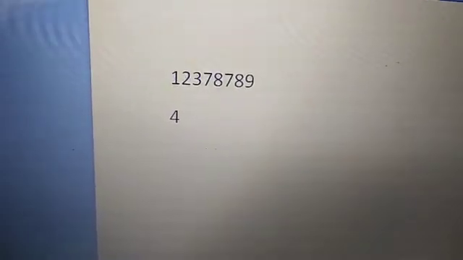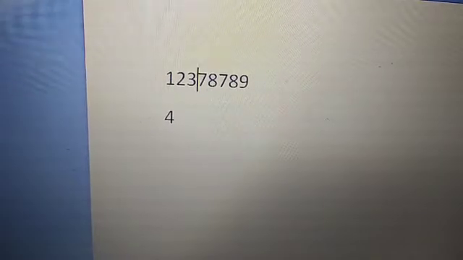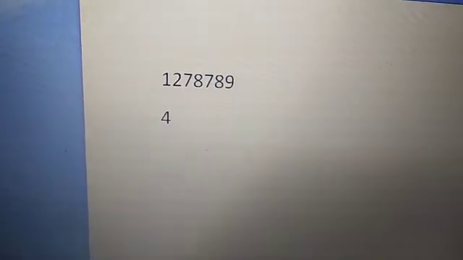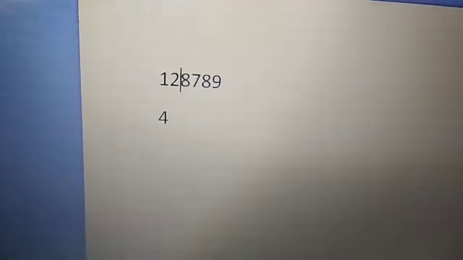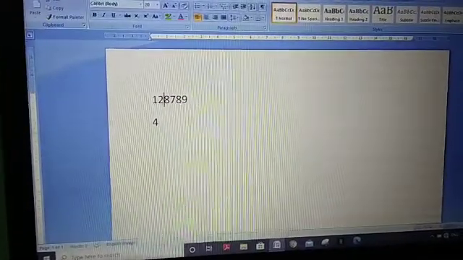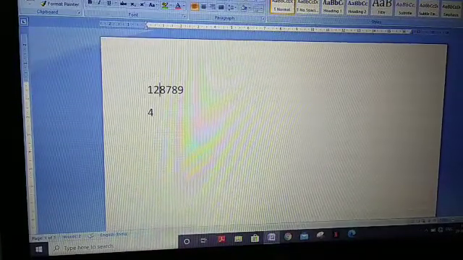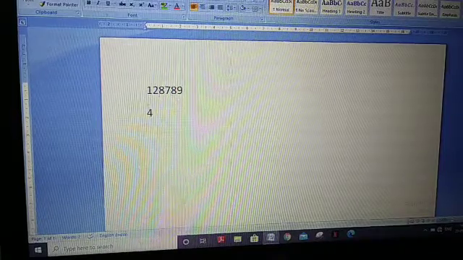Understood? 3 is on the left side. So which key will I press to remove 3? Yes, backspace. And to remove 7, which is on the right side of the cursor, yes, it is the delete key. Good. So this is the difference between the delete key and backspace key. The delete key erases from the right side of the cursor, and the backspace key erases from the left side of the cursor. So these things you have to remember.